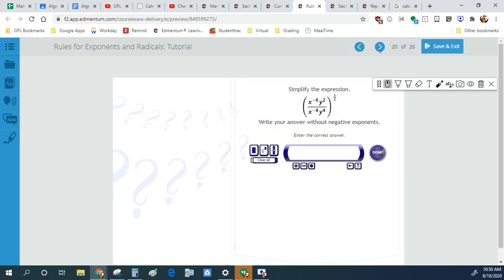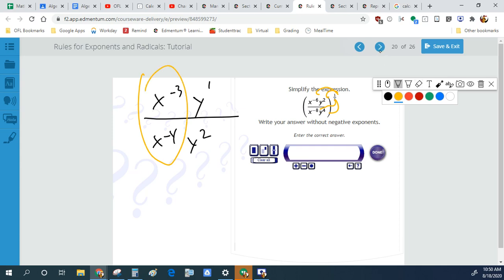Number 20. We're going to distribute. So 1/2 is kind of like 1/3, except now instead of dividing by 3, we're dividing by 2. So we have x, negative 6 divided by 2, negative 3. Y, 2 divided by 2, that's just a 1. I'll put a 1 there. I don't like putting in the final answer, but if you guys want it while you're showing your work, go for it. Negative 8 divided by 2, x to the negative 4. Y to the 4th divided by 2, that's y to the 2.